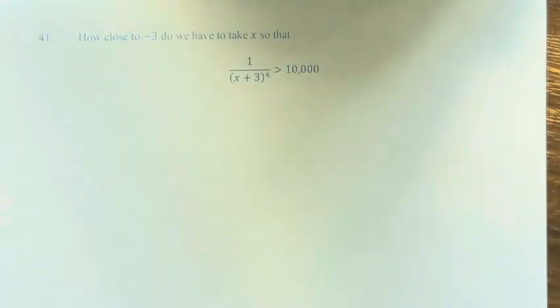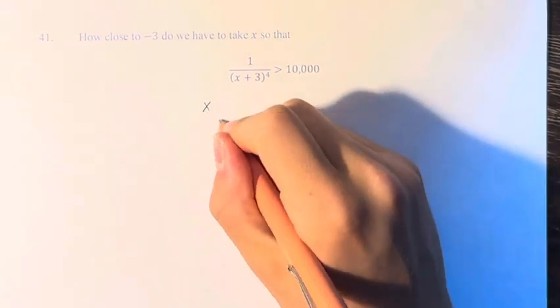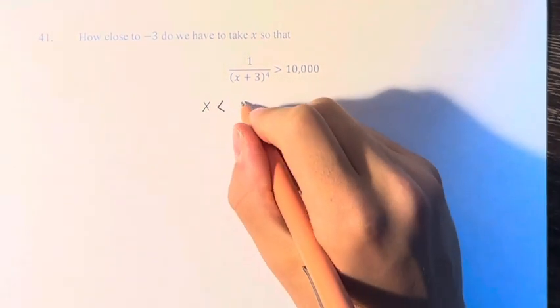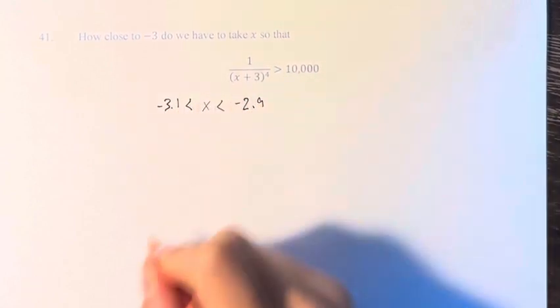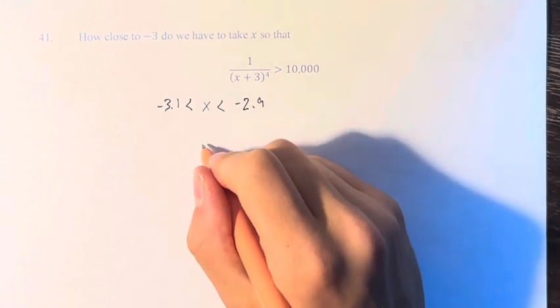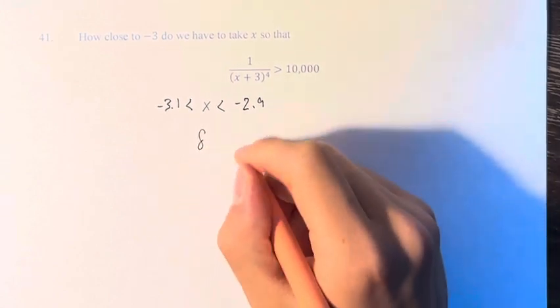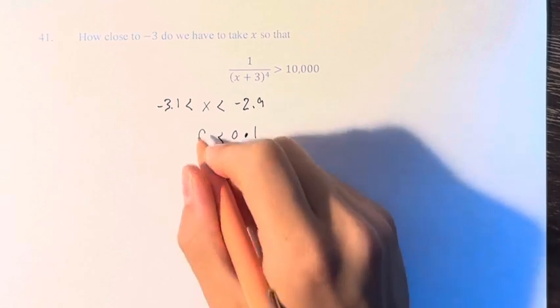So what we can say is that this is true if x is less than -2.9 and greater than -3.1. So how close to -3 do we have to take x? Well, the distance, which we can call delta, has to be less than 0.1.